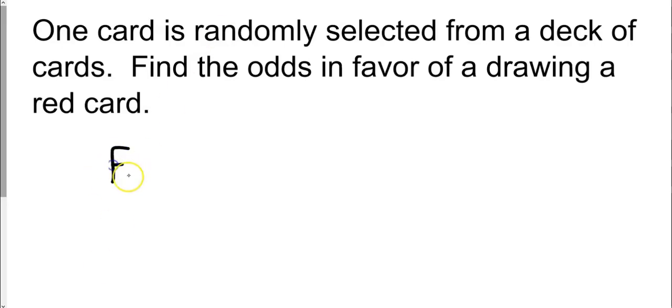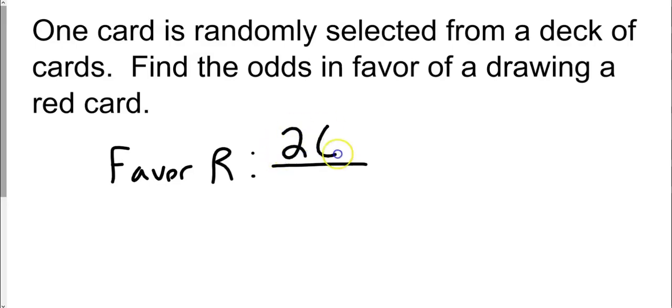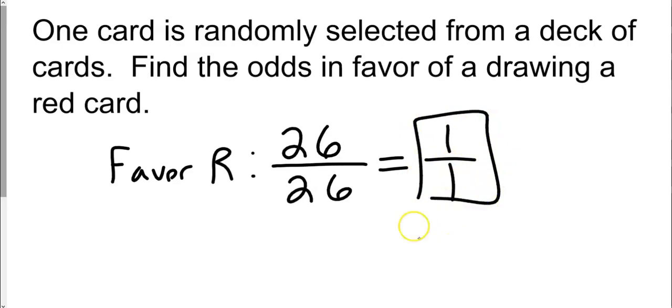So, the odds in favor of a red. So, on top goes the ways that we can win. How many red cards are there? There are 26, because you have 13 hearts and 13 diamonds. How many ways can we lose? Well, if I take 52 minus 26, we get 26 again. And that makes sense, because there are 2 sets of black cards with each 13 in them. So if I reduce my odds, what are the odds in favor of drawing a red? It is 1 to 1.